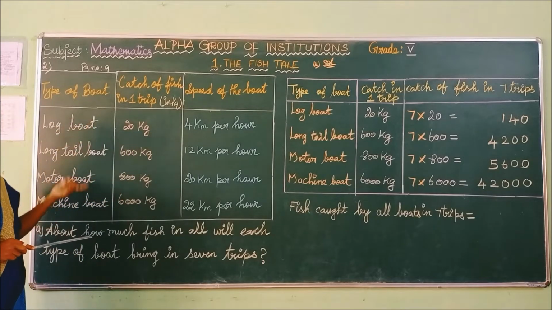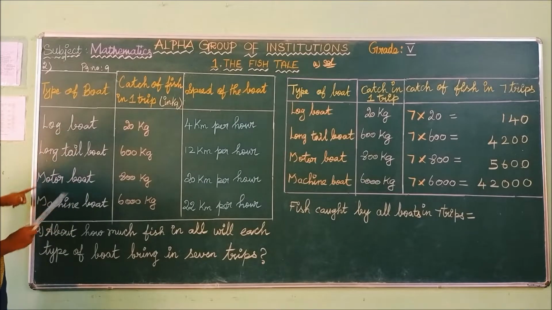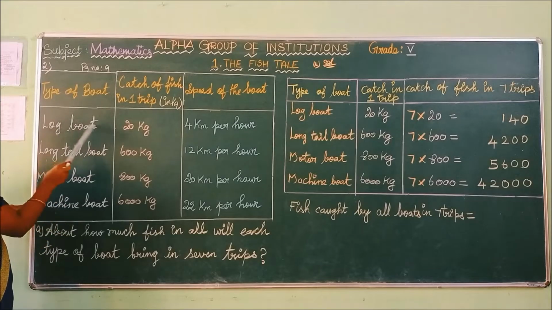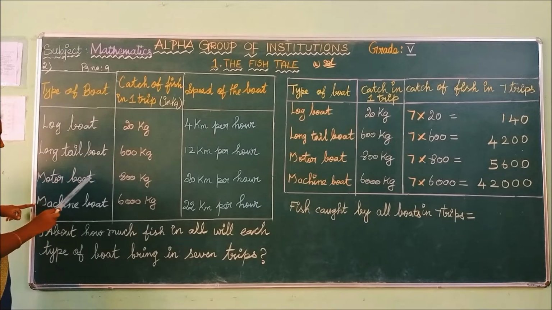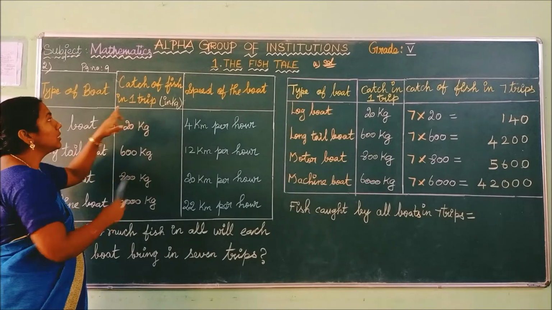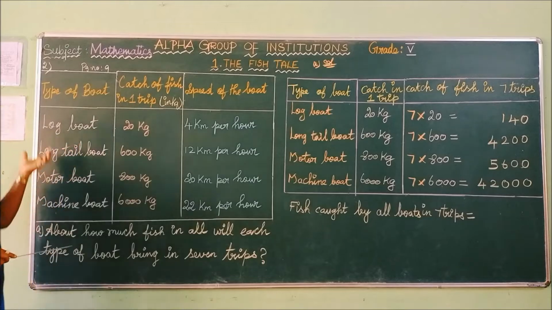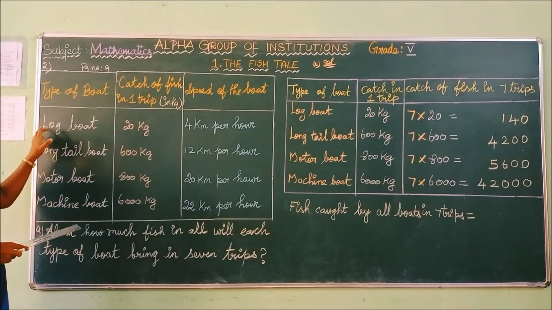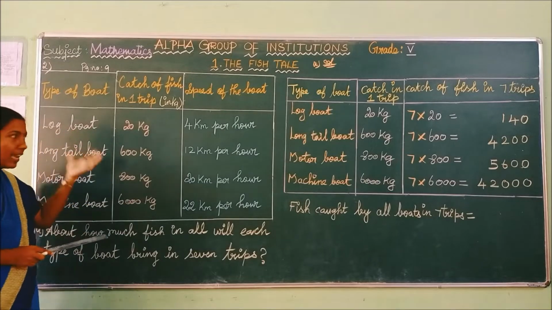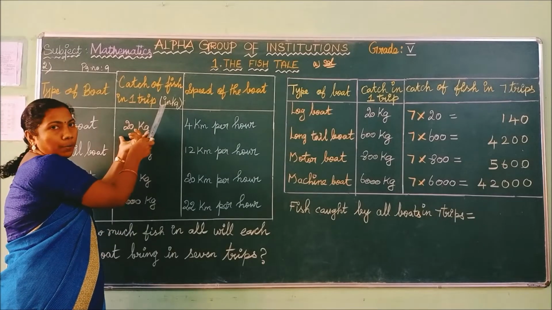First, we read the type of the boat. Log boat, long tail boat, motor boat, machine boat. So here we have 4 types of boat. So catch of fish in one trip. It means in a single trip, this type of boat. You can see the pictures of the log boat, long tail boat, motor boat, machine boat in your maths book. Okay. So this log boat can catch how many kg of fish? 20 kg of fish in one trip.